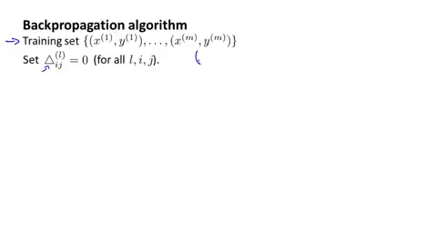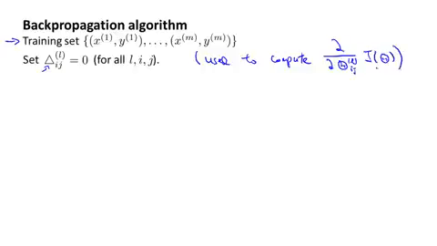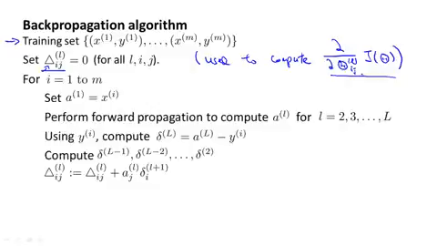Eventually, this capital delta L ij will be used to compute the partial derivative of J of theta with respect to theta L ij. As we'll see in a second, these deltas are going to be used as accumulators that we slowly add things to in order to compute these partial derivatives. Next, we're going to loop through our training set. So we'll say for i equals 1 through m.